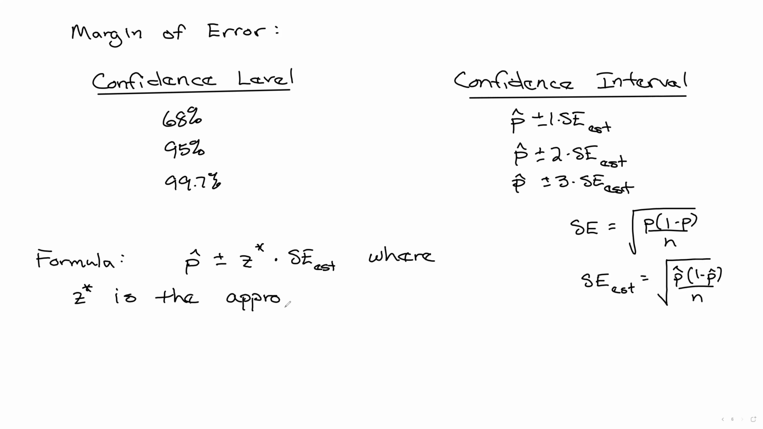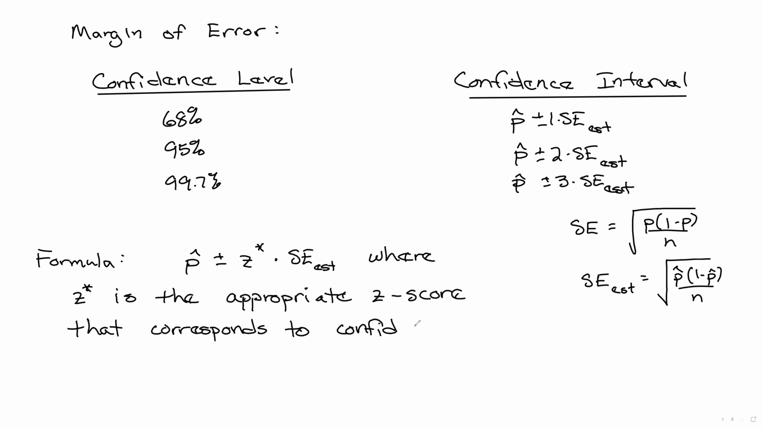It's been a while since we've talked about z scores. The appropriate z score corresponds to the confidence level. So you can pick the confidence level, and that will tell you how many multiples of the standard error you should use. And that's the margin of error.